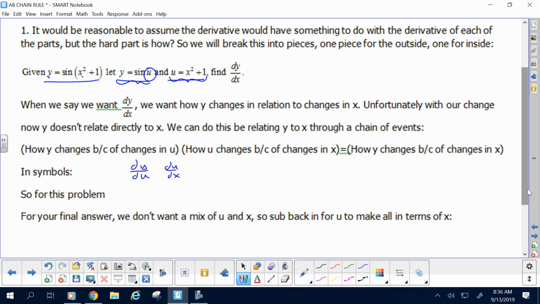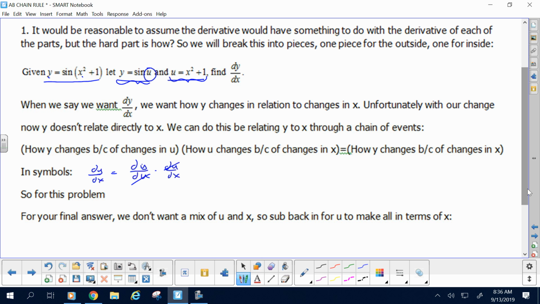Well, if I wanted to put those 2 together to figure out what is dy dx, how does y change with x, wouldn't it be the case that I would just straight up multiply those? y changes with u, u changes with x. Indirectly then, y is changing with x.